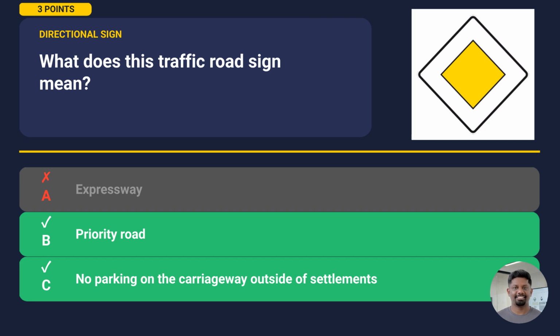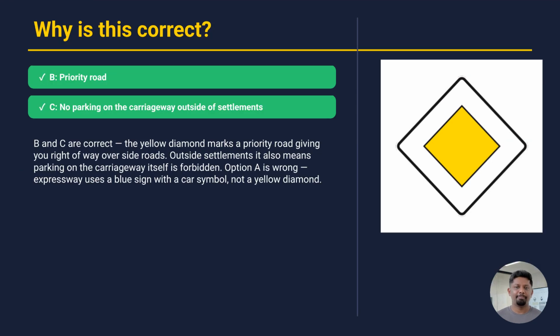Let's understand why. B and C are correct. The yellow diamond marks a priority road giving you right of way over side roads. Outside settlements, it also means parking on the carriageway itself is forbidden. Option A is wrong. Expressway uses a blue sign with a car symbol, not a yellow diamond. Alright, let's move on to the next question.